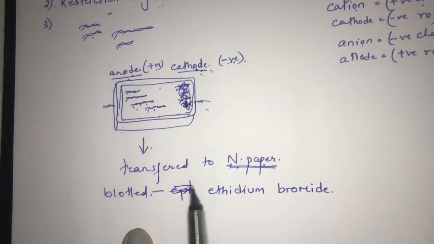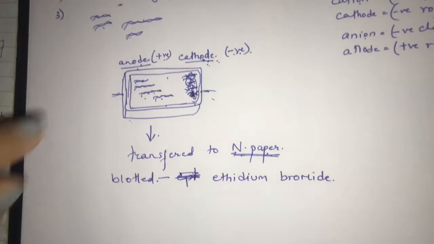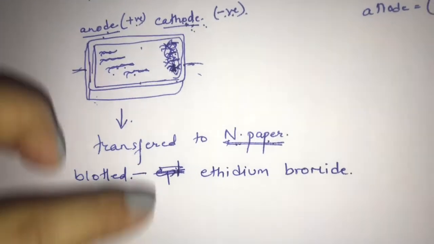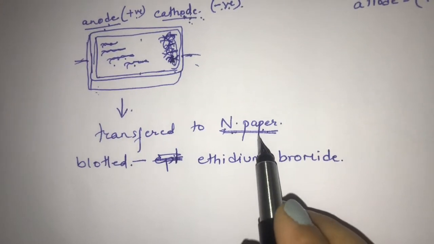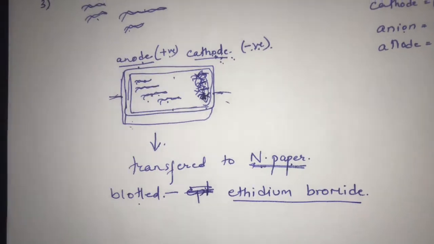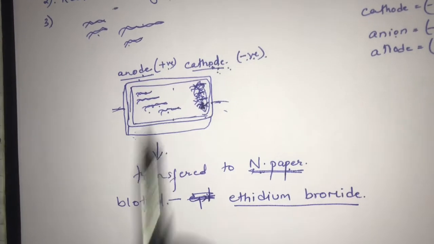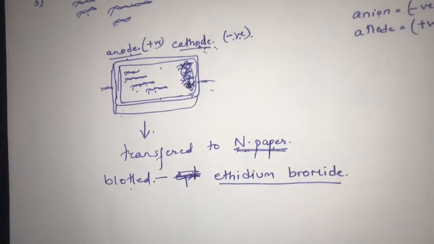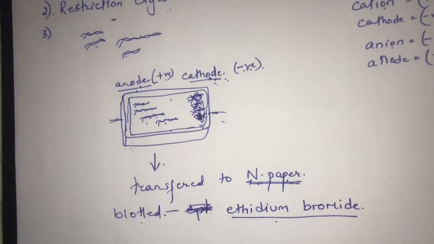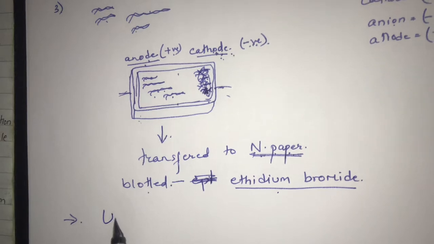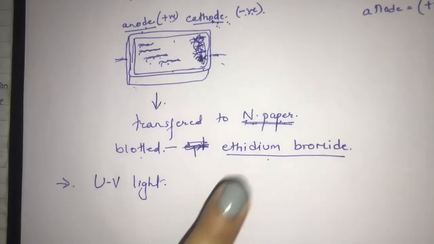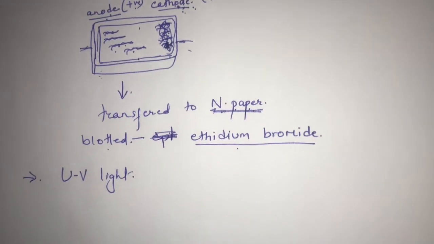Why? In order to stain that nitrocellulose paper, because DNA is not colorful. So, in order to see the different sized fragments of DNA in nitrocellulose paper, the paper needs to be blotted with ethidium bromide, which will stain the DNA molecule. Now, after that, the next step is to expose this nitrocellulose paper to UV light.